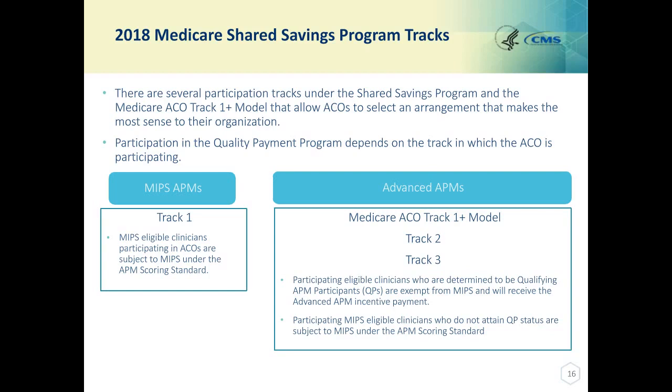While ACOs in the Track 1 Plus model, Track 2 and Track 3 of the Shared Savings Program meet the advanced APM criteria. Therefore, participating eligible clinicians who are determined to be QPs are exempt from MIPS and will receive the advanced APM incentive payment. MIPS-eligible clinicians who do not attain the QP status will be scored under the APM Scoring Standard. This also includes clinicians who are participating in the ACO and joined after the third snapshot, and we'll review more of that in the next slide.